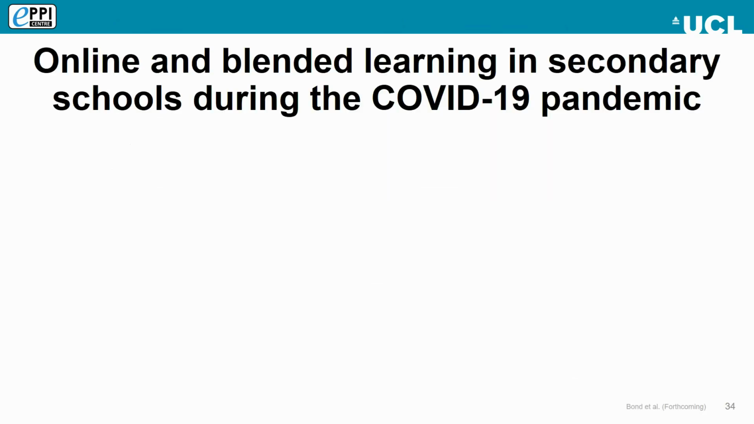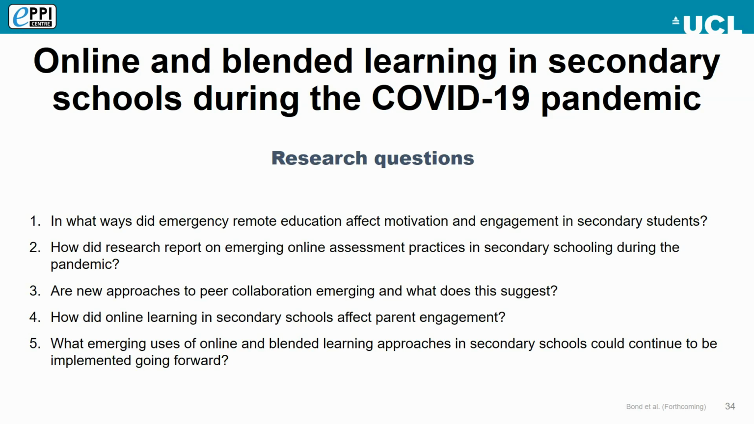The last systematic review that I'd like to talk about is one that we have been conducting during the pandemic on online and blended learning in secondary schools in particular. And the research questions that we sought to answer were, in what ways did emergency remote education affect motivation and engagement in secondary students? How did the research report on emerging online assessment practices?